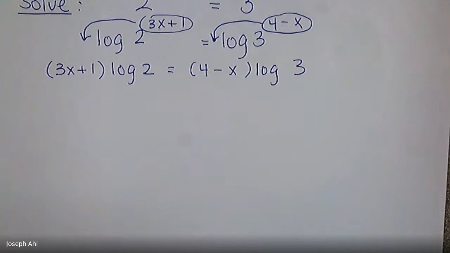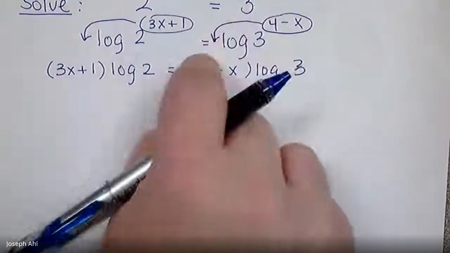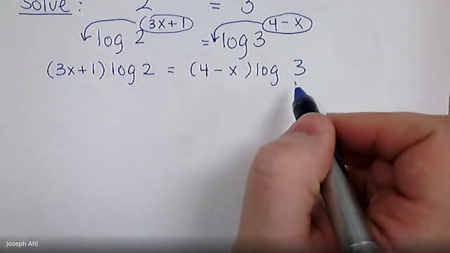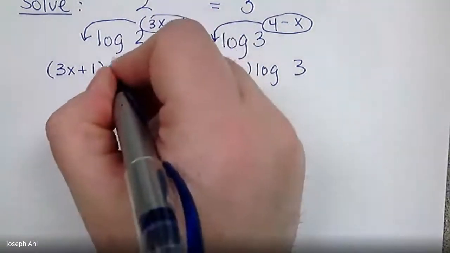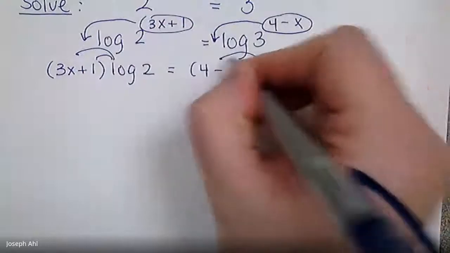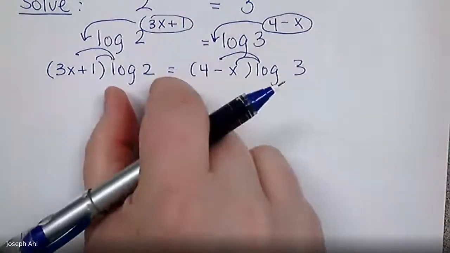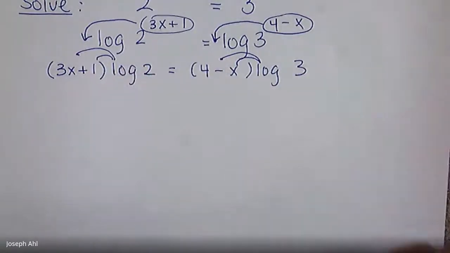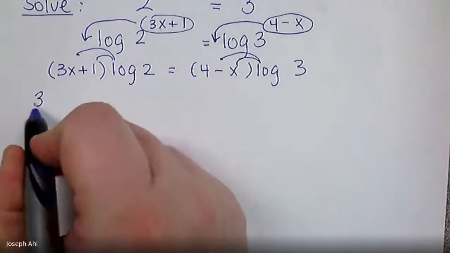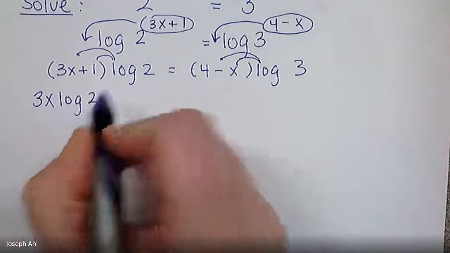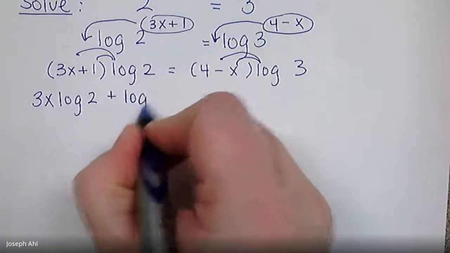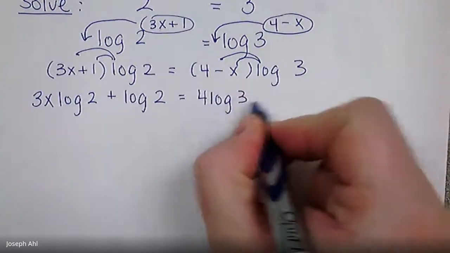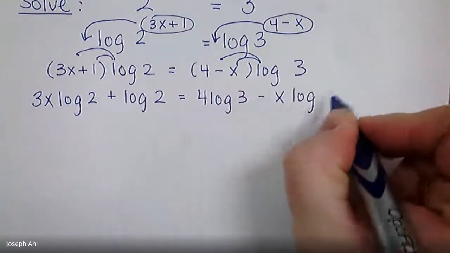All right, so once you're at that stage where you've brought those exponents to the front, now you can distribute log 2 and you can distribute log 3. So I'm going to distribute log 2 through here. I'm going to distribute log 3 there, because remember, log of 2 and log of 3, those are numbers. Log base 10 of 2, log base 10 of 3, those are actually values. All right, so we get 3x times log 2 plus log 2. On this side, you get 4 log 3 minus x log 3.